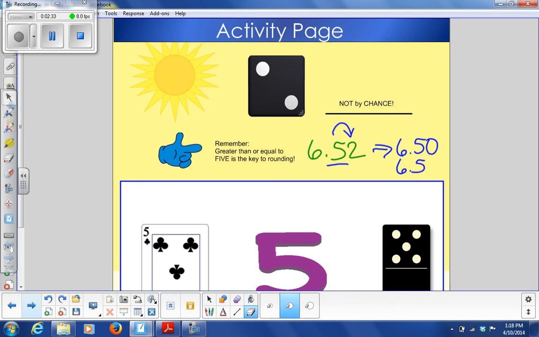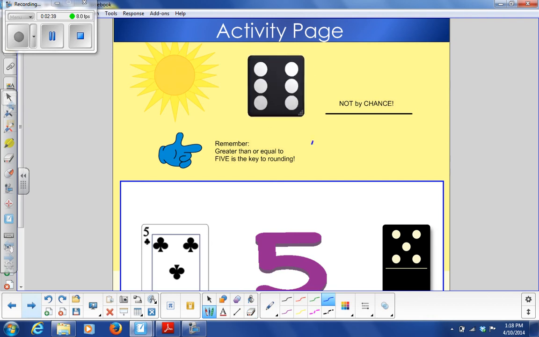Okay, let's try another one. All right, we got 6.56. Now this time I'm going to round it to my whole number, my ones place. So I'm going to underline my 6. I'm going to go next door to my 5. So I remember if it's 5 or above, I'm going to add 1. So since that is a 5, I'm going to add 1 to my 6 because that's my underlined digit. So it'll be 7.00 or just 7.